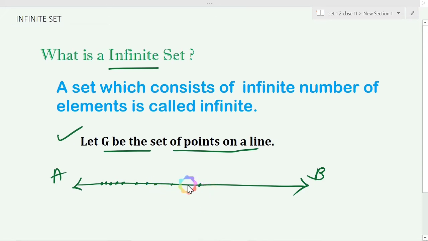So you can draw any number of points on the line AB. So the number of points on any line is uncountable. We cannot count it. Okay, so the number of elements in set G is infinite. Okay, so this is an infinite set.